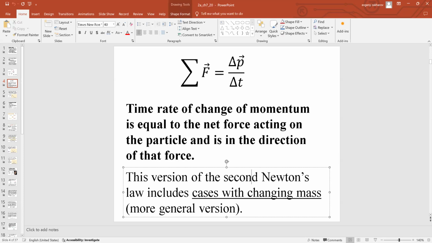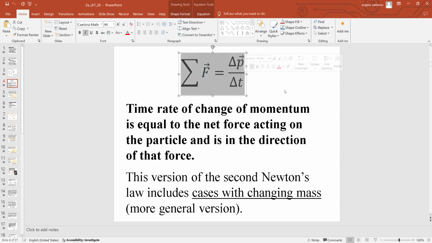So for change in momentum, it can be a change in mass or velocity or both. So this is the most general statement for the second Newton's law. And that's exactly what Newton said. Newton never said F equals ma. Newton was genius enough to say, hey, how about changing mass?